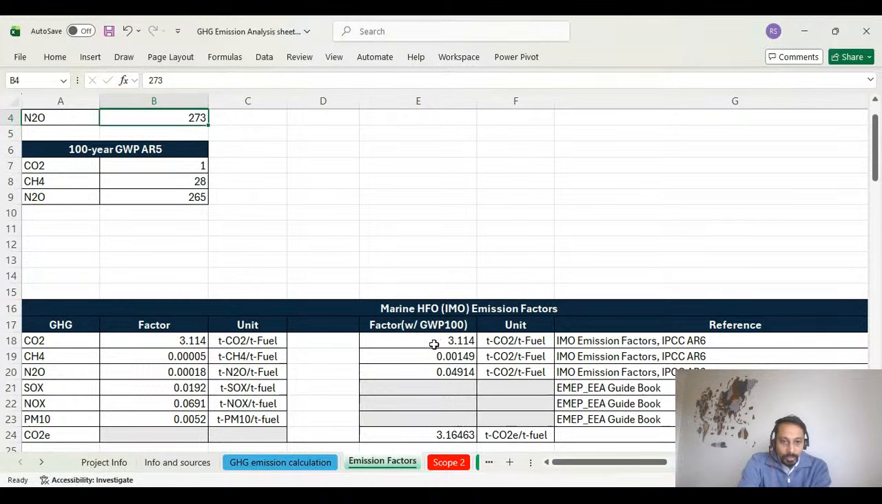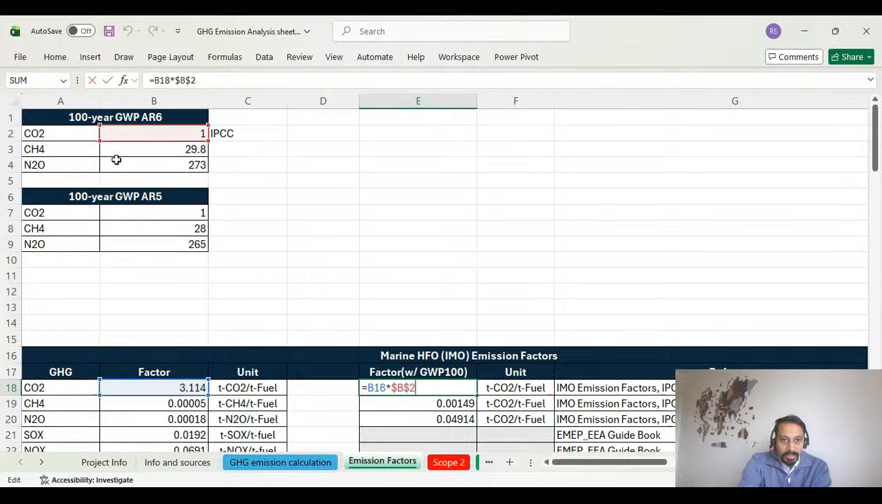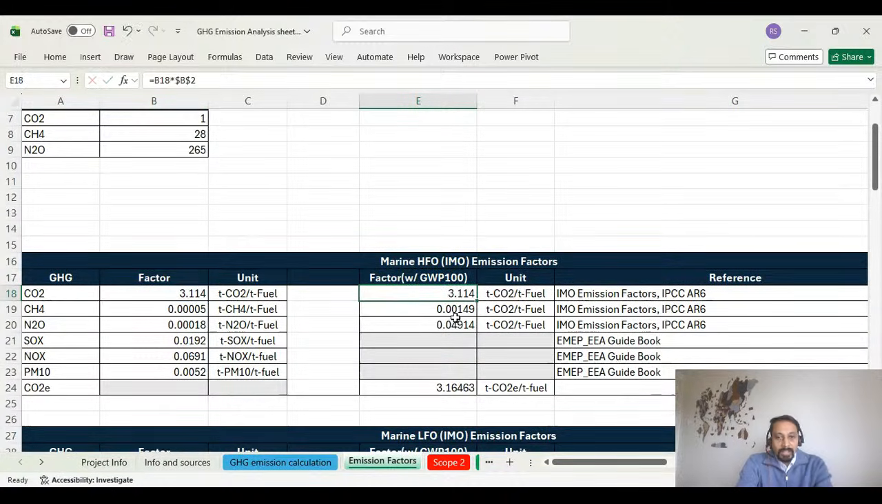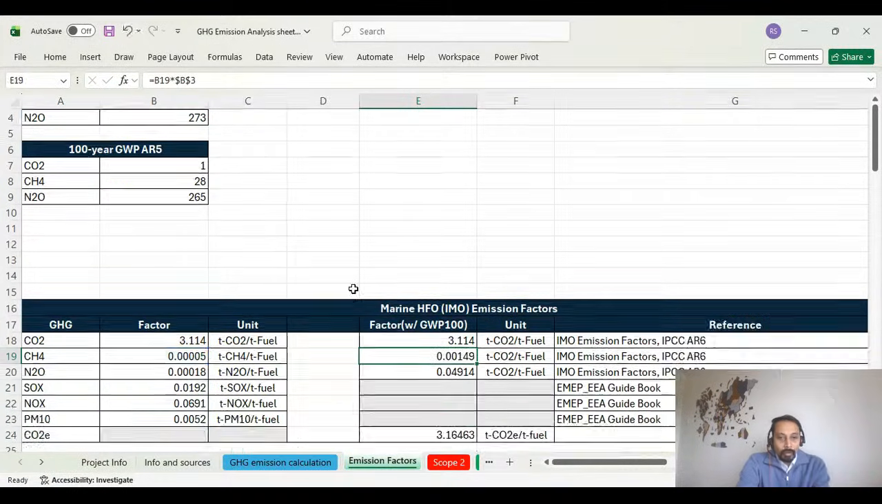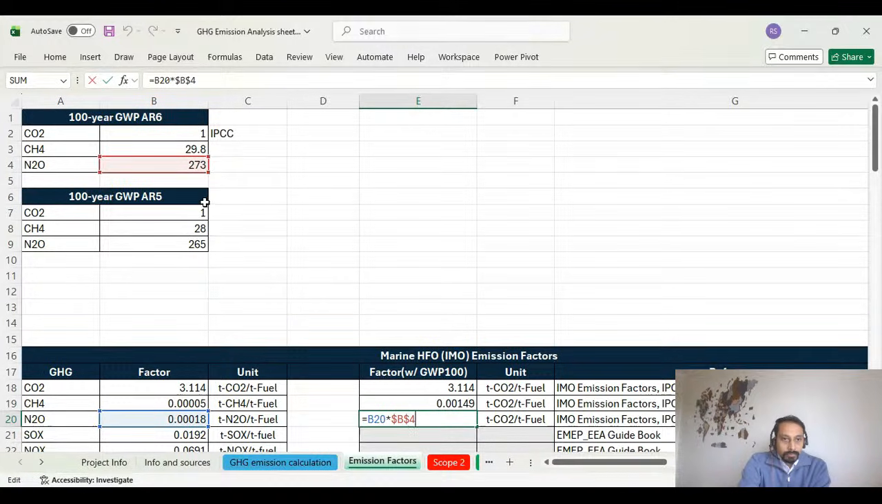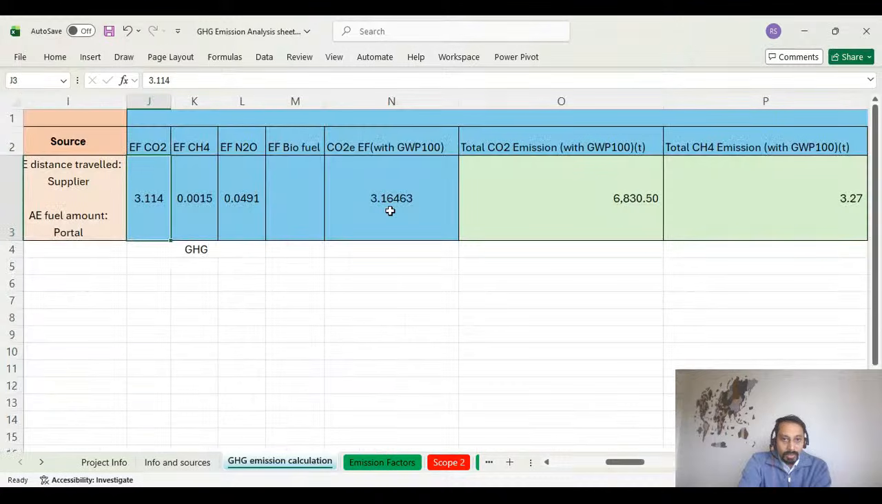Here, if the CO2 emission factor is 3.114, then your CO2 equivalent emissions factor will be the same because it's a multiplication by 1. Similarly, if you count methane as tons of CO2 equivalent, then you take the simple CH4 factor and multiply by 29.8, which is the global warming potential. You have to understand that you multiply by this GWP, which is published by the IPCC. Similarly for N2O as well, 273.